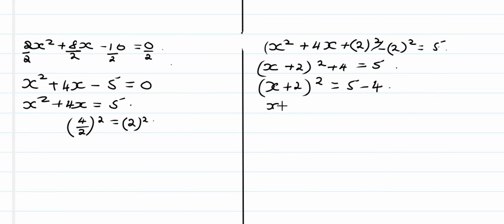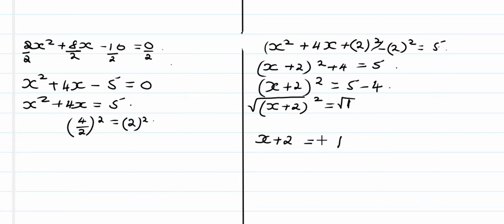So this x plus 2 squared is equal to 5 minus 4, which is 1. So we take the square root on both sides so that we get the value of x plus 2 itself. The square root of x plus 2 squared is just x plus 2, because if you square a number and take the square root, it is the number itself. And in this case x plus 2 is equal to the square root of 1, which is of course 1.